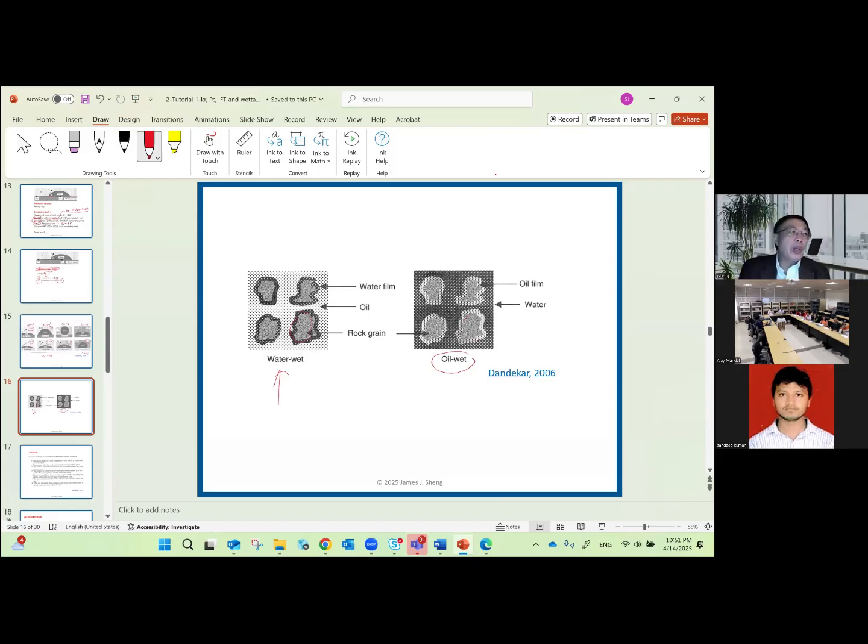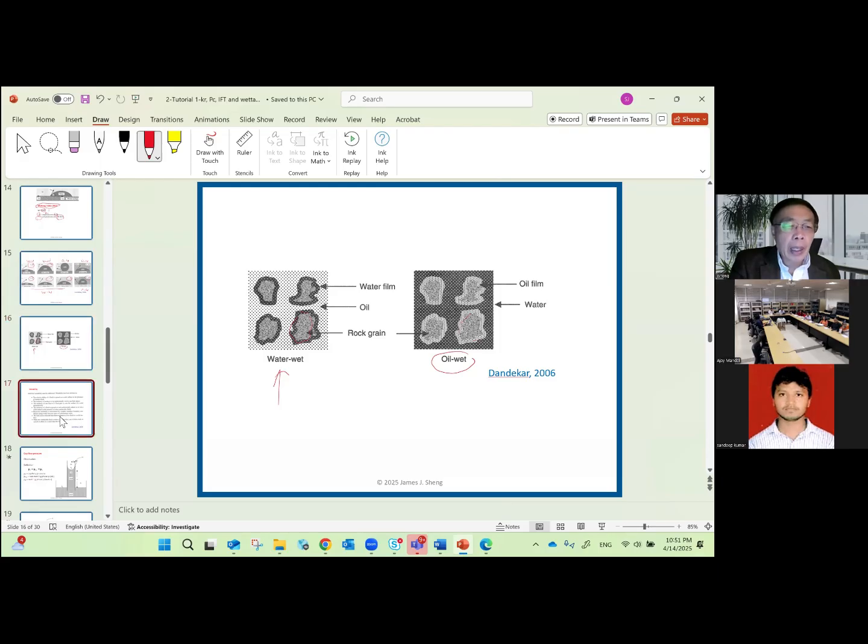But I'm not going to talk about this subject in detail. In reality, it's not that simple. It's not that water wet is better than oil wet, and probably we cannot have such a conclusion. Sometimes intermediate wet is actually better. That's an advanced topic, so we leave it and won't talk about it anymore.